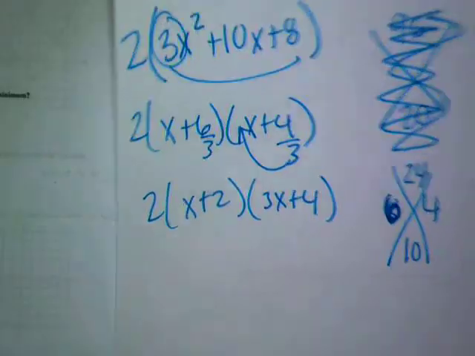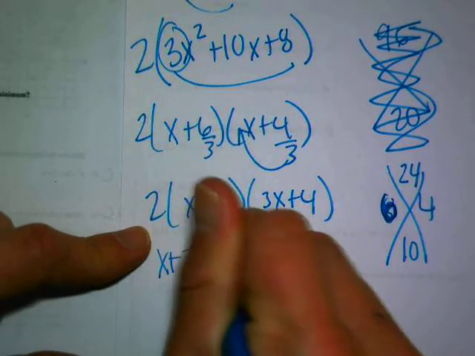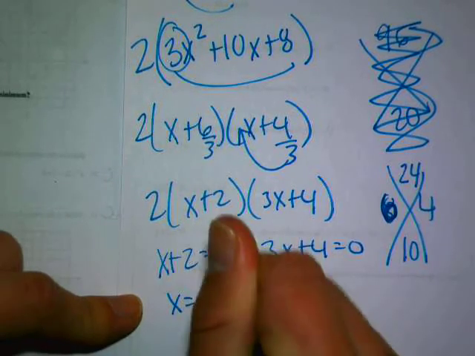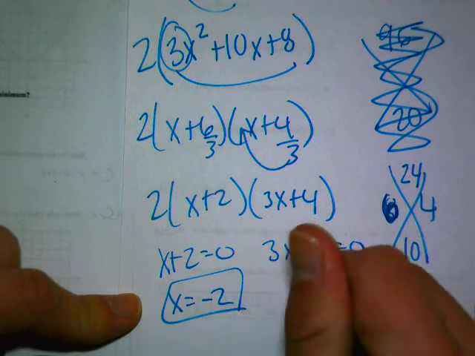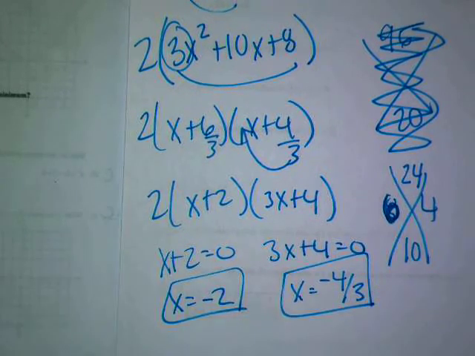And does it want me to solve? Sure does. All right, so now I'm going to set my factors equal to 0. So x plus 2 equals 0. 3x plus 4 equals 0. Solve for x. And so then I get negative 2 and negative 4/3.